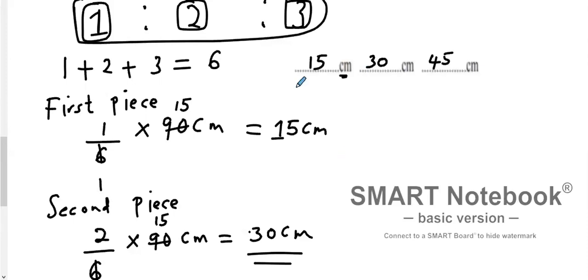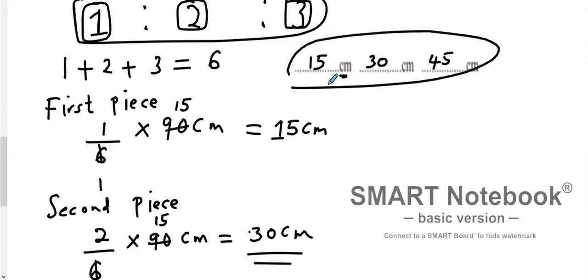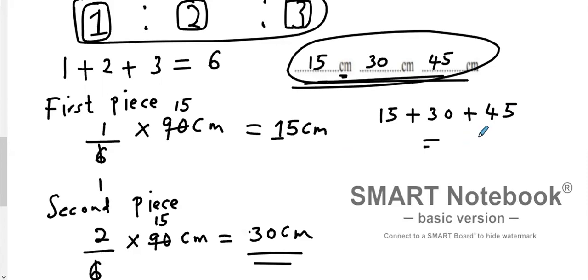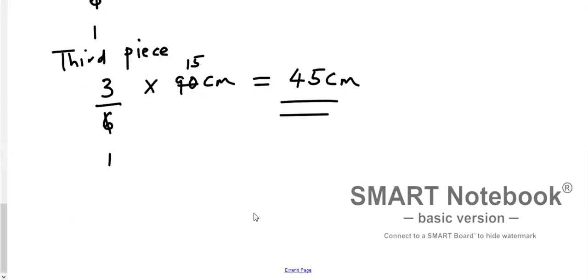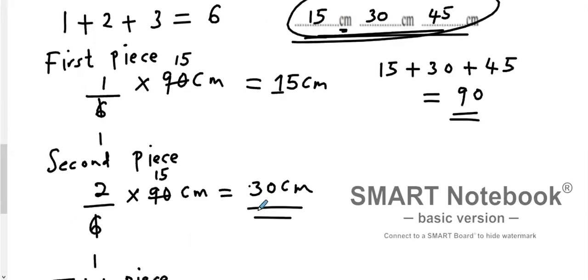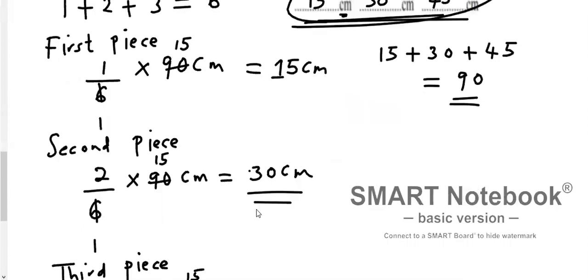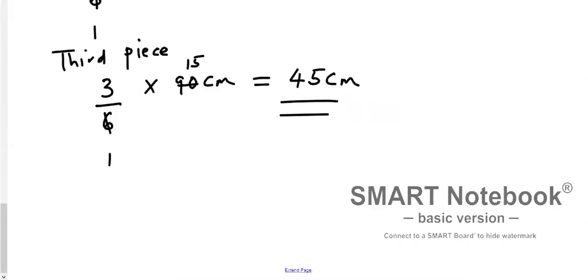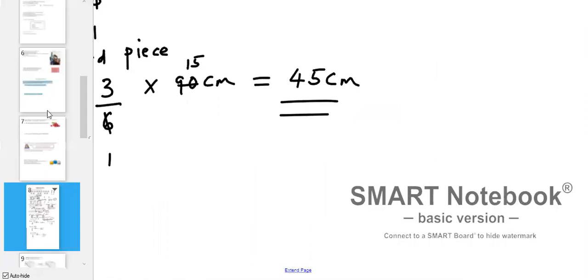Now, checking if this answer is correct, you simply do 15 plus 30 plus 45. Okay, when you add these, you should be able to get 90. If you're not getting 90, then understand that somewhere, somehow, you went wrong. Okay? Right, I hope that helps and is clear, so you can pause the video and try to take short notes. Otherwise, let me continue with the next other questions.